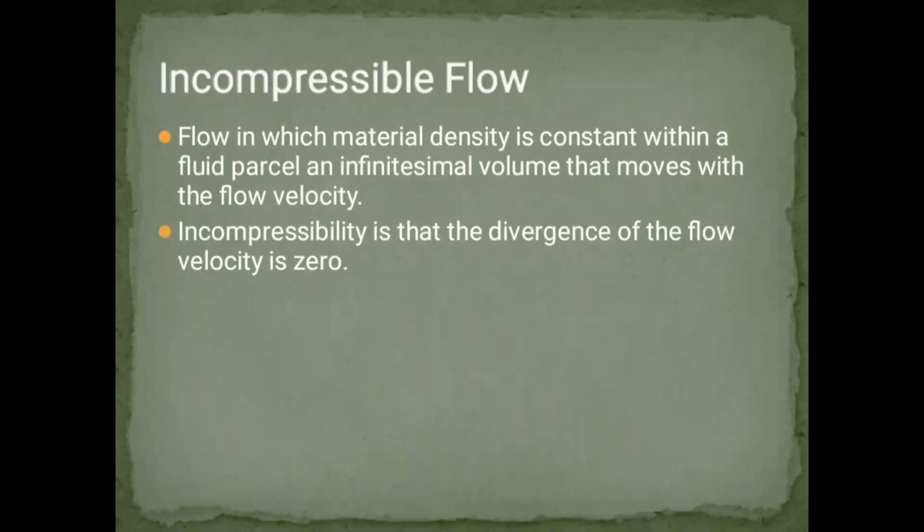The last type to be discussed is incompressible flow. So what is incompressible flow? In fluid mechanics, or more generally continuum mechanics, incompressible flow, which can also be called isochoric flow, refers to a flow in which the material density is constant within a fluid parcel, an infinitesimal volume that moves with the flow velocity. Or we can also say that an equivalent statement that implies incompressibility is that the divergence of the flow velocity is zero.